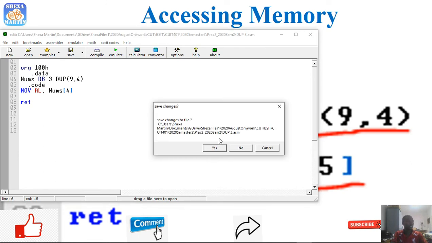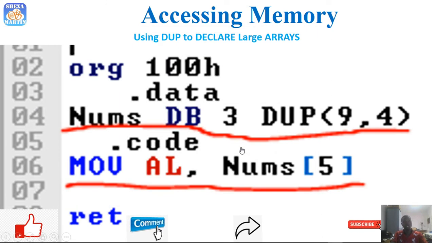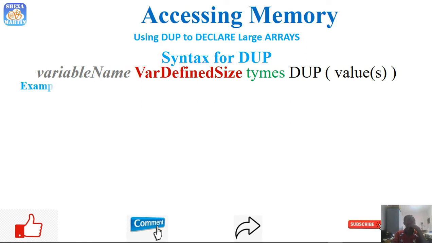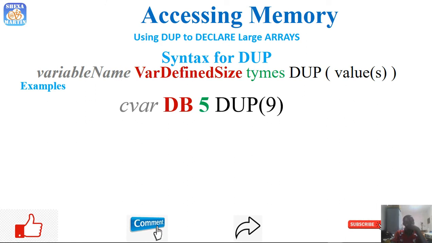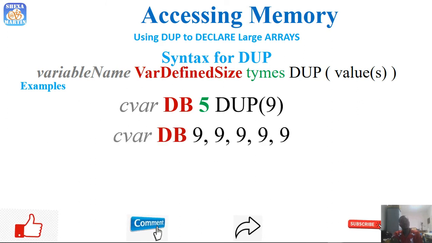So that's it. Let's not save changes. So that's it for dup and declaring large arrays. Let's now look at these other examples and how we could actually have written it. So this is the simplest way, or this is the modern way, of declaring large arrays with repeated values or duplicated values. So here we are having an alternative way of declaring such a variable.